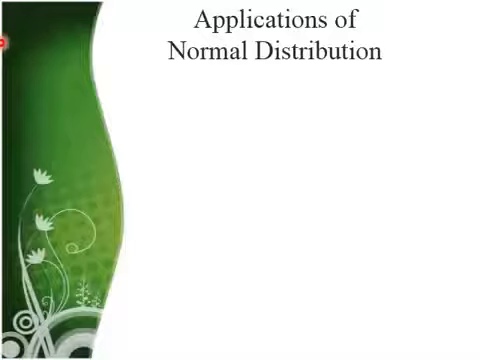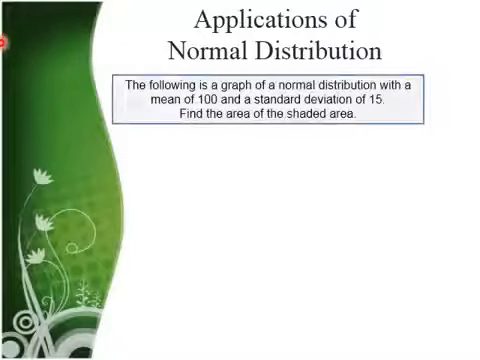We're going to look at applications of the normal distribution. Let's take a look at a graph of a normal distribution with a mean of 100 and a standard deviation of 15. Now keep in mind, this is different from the previous section in that the mean of the normal distributions that we were looking at in 6.2 were all 0, and the standard deviations were all 1. That was the standard normal distribution.